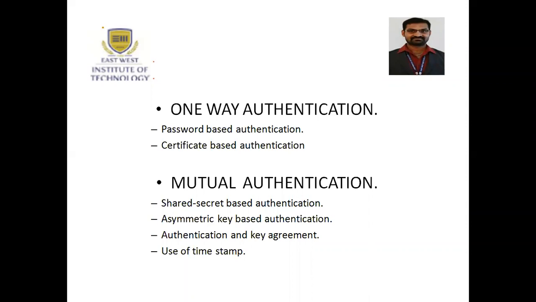Today's class, we're going to discuss one-way authentication and mutual authentication. In one-way authentication, there are two types: one is password-based authentication and the second is certificate-based authentication. Mutual authentication has four types: shared secret-based authentication, asymmetric key-based authentication, authentication and key agreement, and the fourth one is use of timestamp.